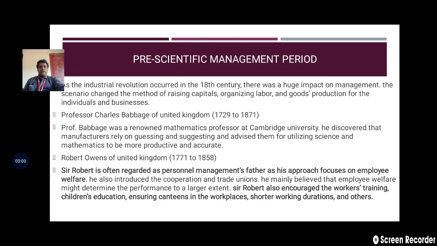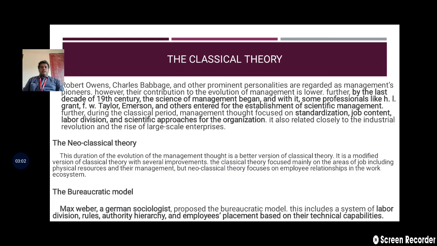Next one is the classical theory. Robert Owen, Charles Babbage, and other prominent personalities are regarded as the management pioneers. But in the last decade of the 19th century, the science of management began, and with it, professionals like H.L. Gantt, F.W. Taylor, Emerson, and others entered for the establishment of scientific management. During the classical period, management thought focused on standardization, job control, division of labor, and other specific approaches for the organization.